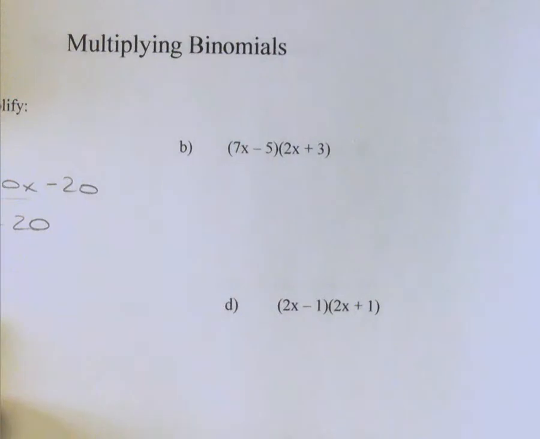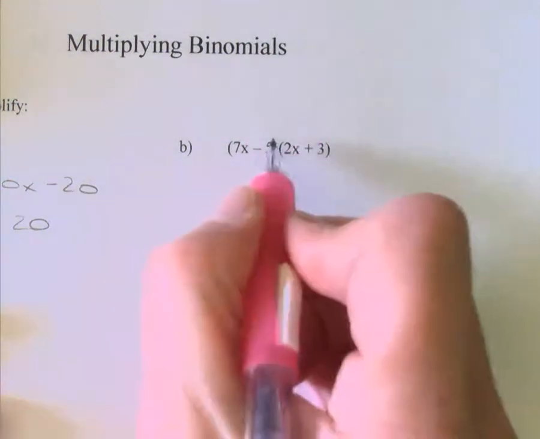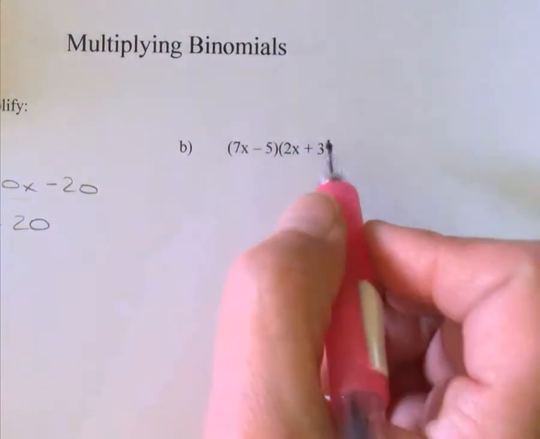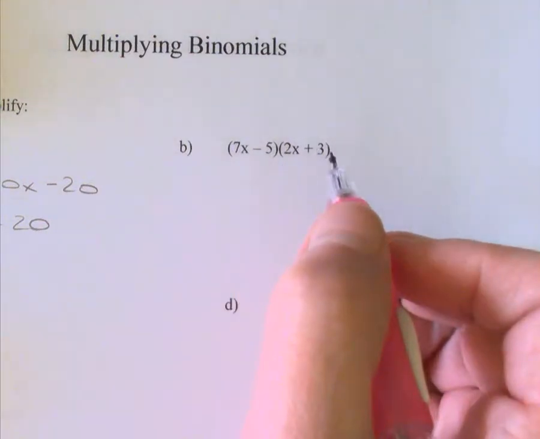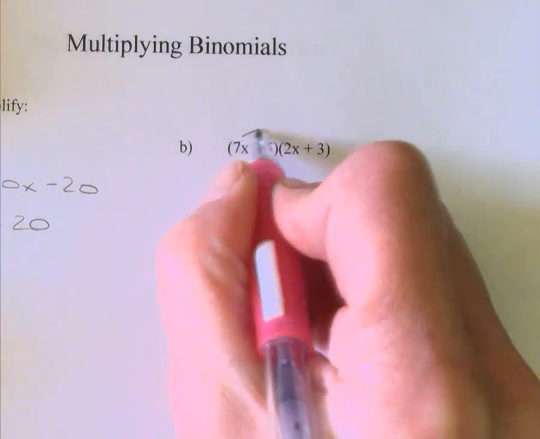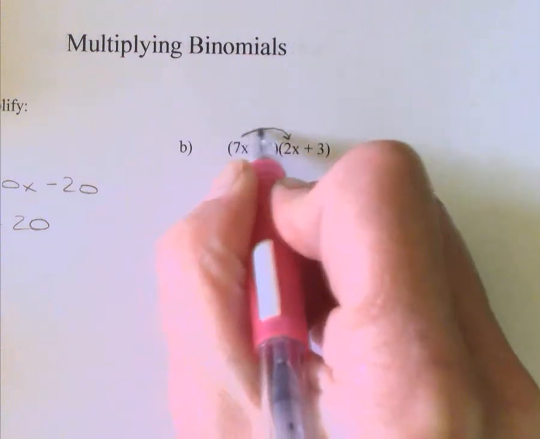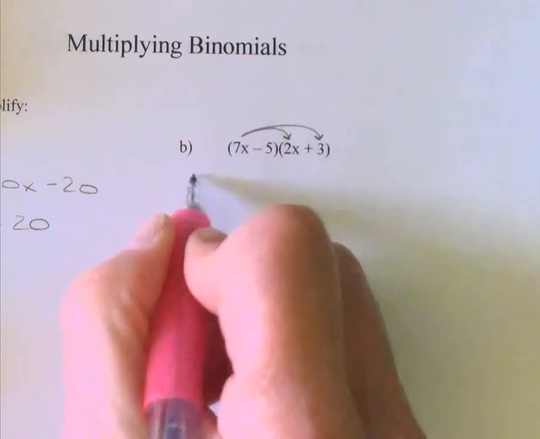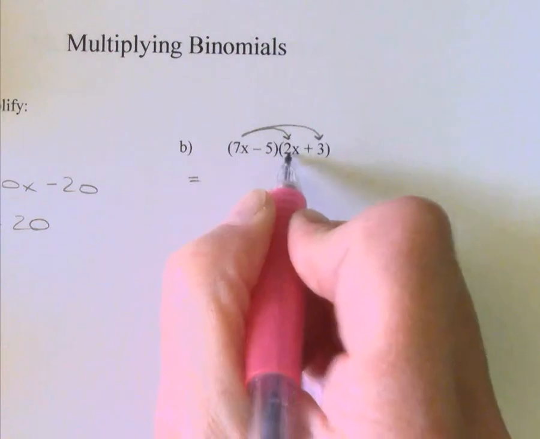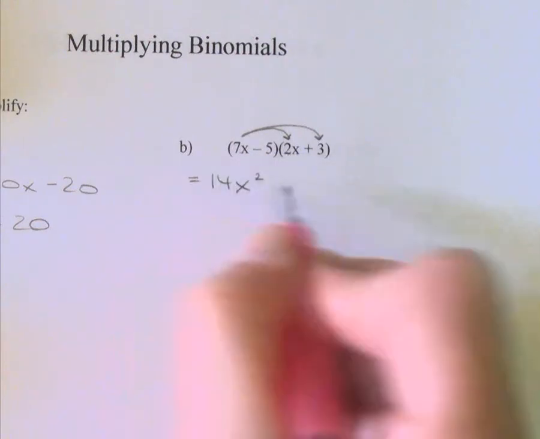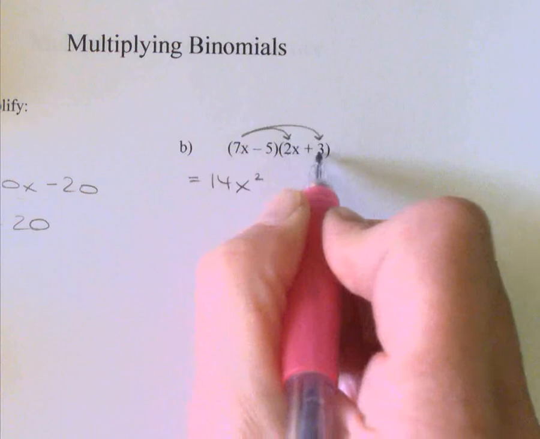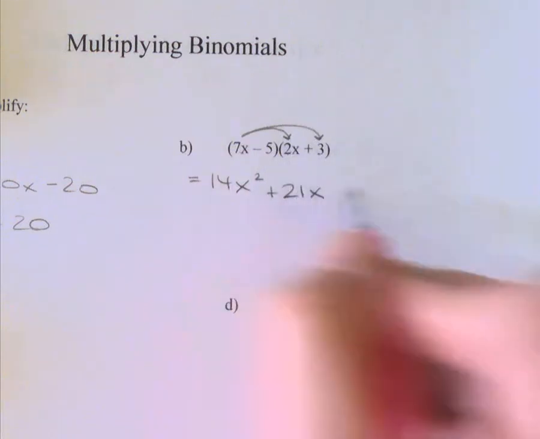Okay, if I look at the next one, I want to multiply everything in the first bracket with everything in the second bracket. So I'm going to do 7x times 2x and 7x times 3. So 7x times 2x is 14x squared, and 7x times 3 is 21x.